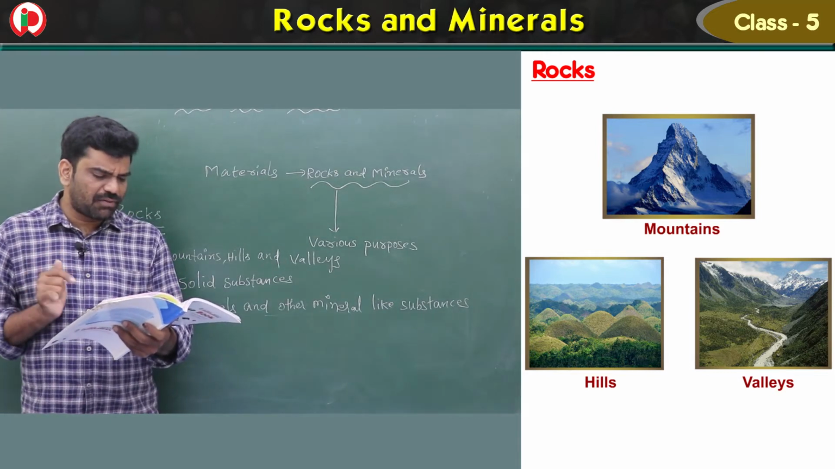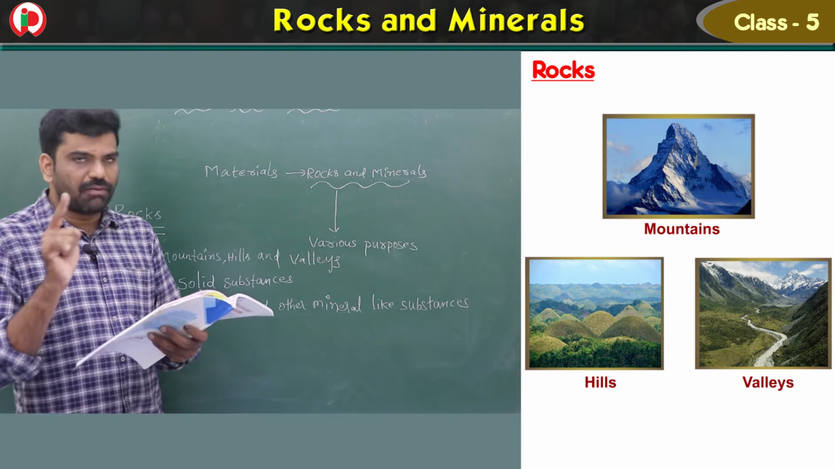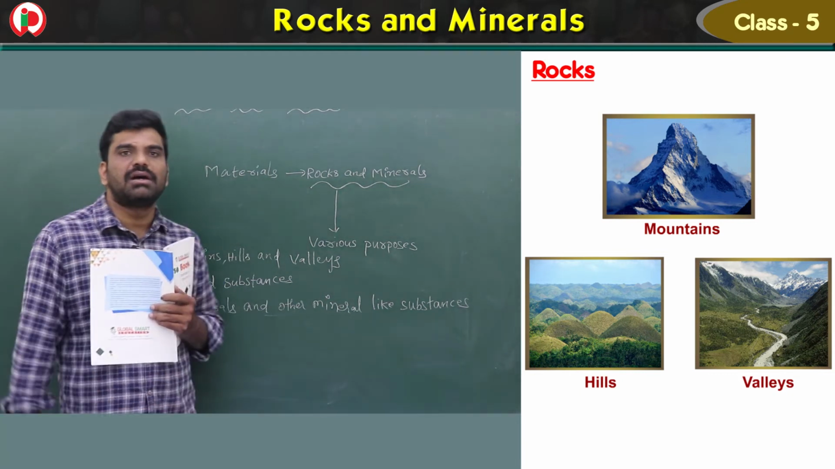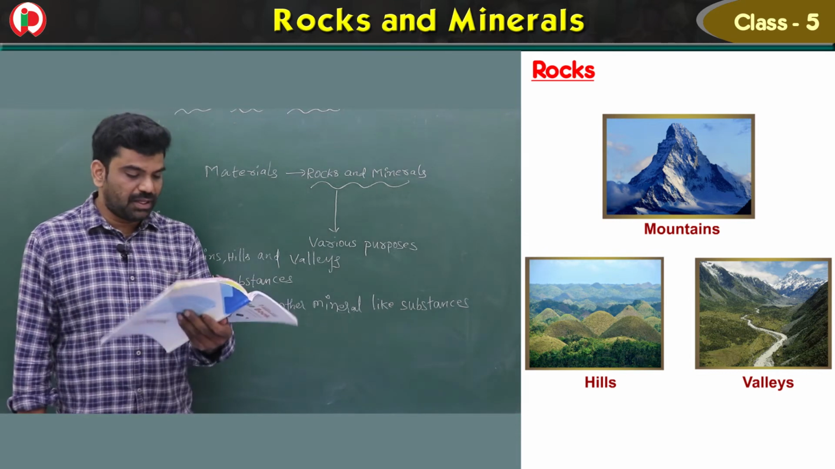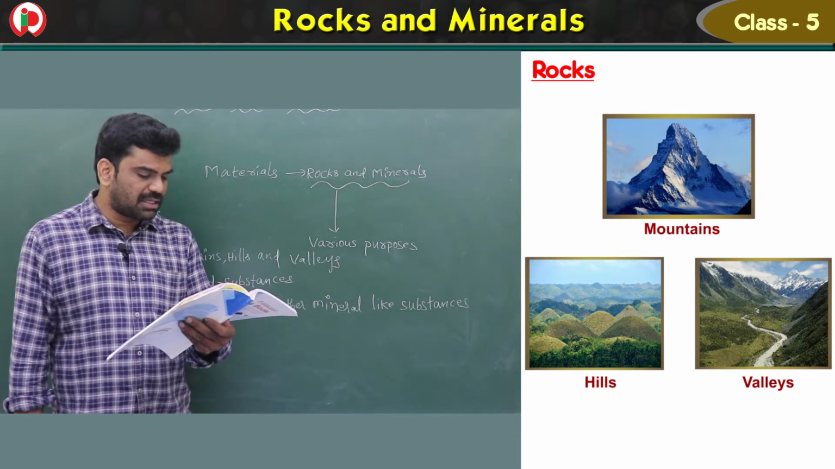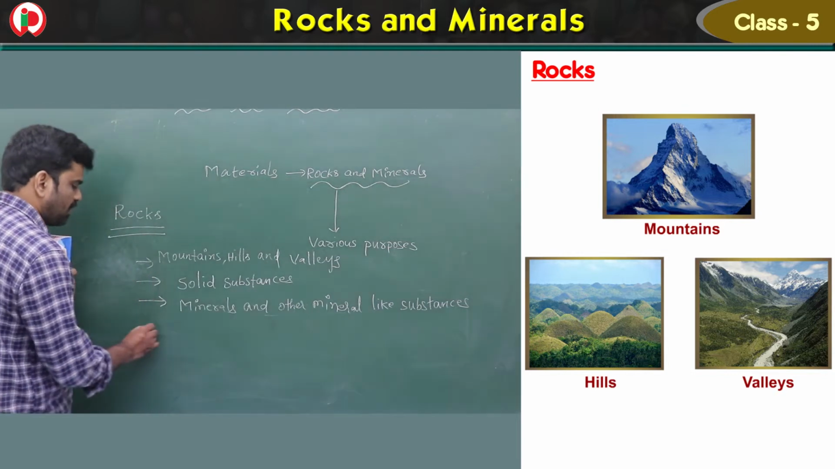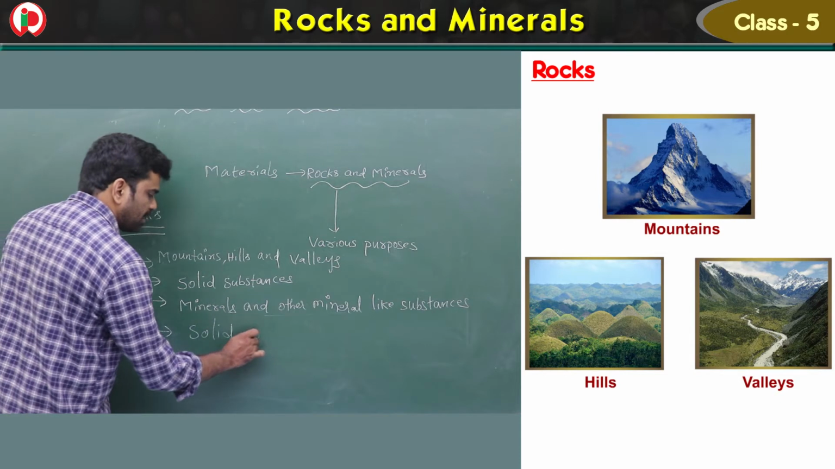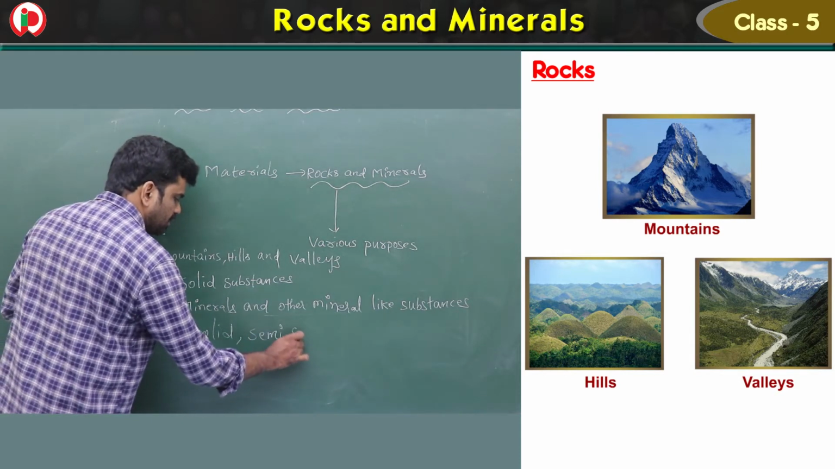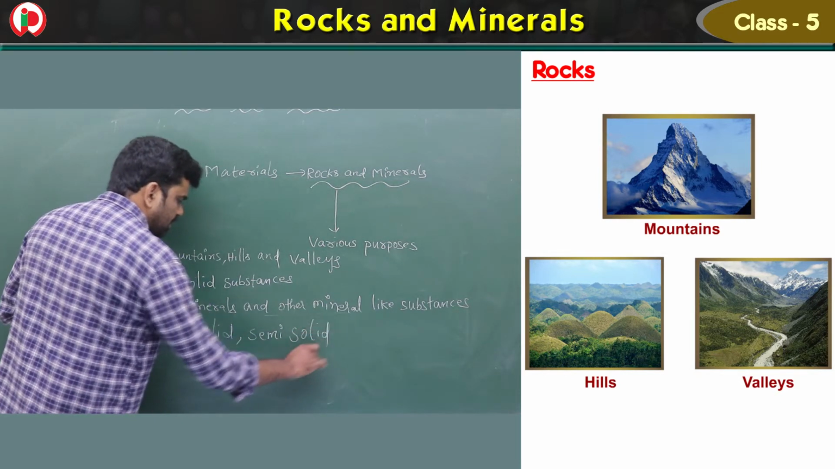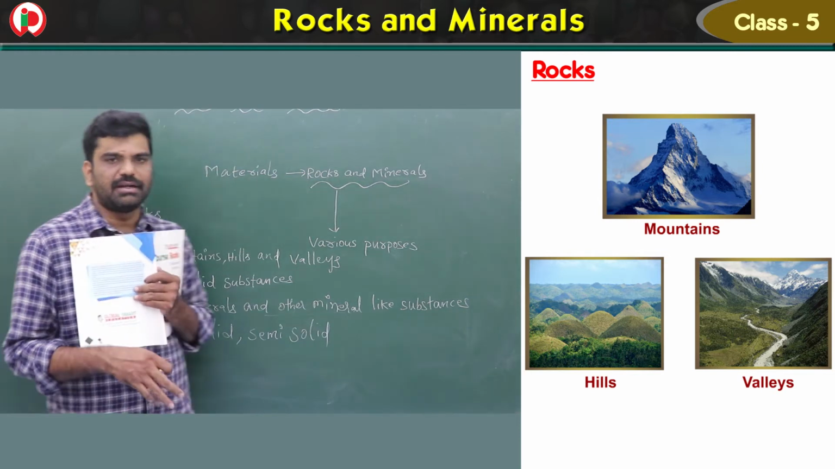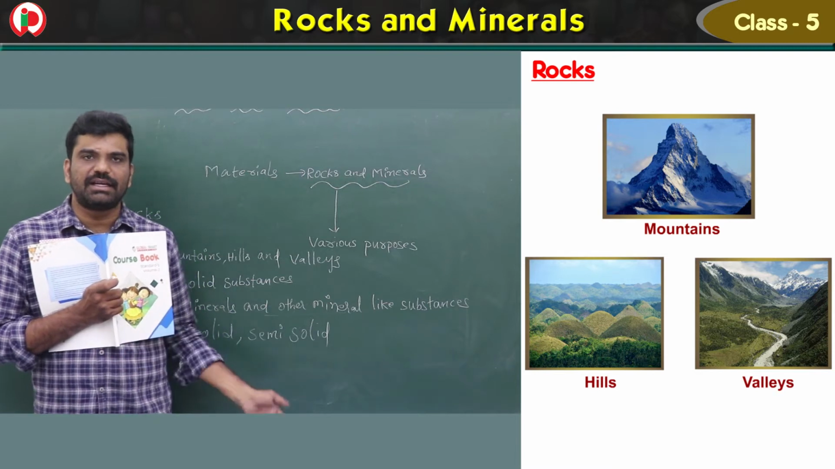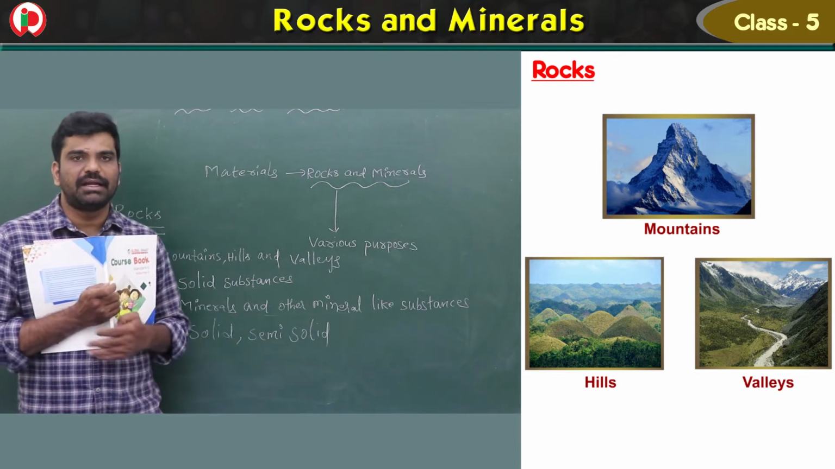There are different types of rocks found around the world. Some are solid while some are semi-solid. Some rocks are solid, children, and some are semi-solid. Semi-solid means it is neither a solid nor a liquid. It is in between the state of a solid and the liquid state. That is why it is called semi-solid.